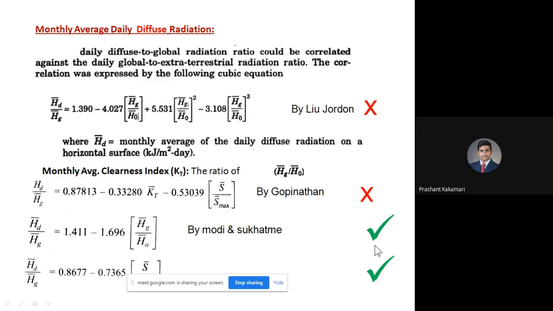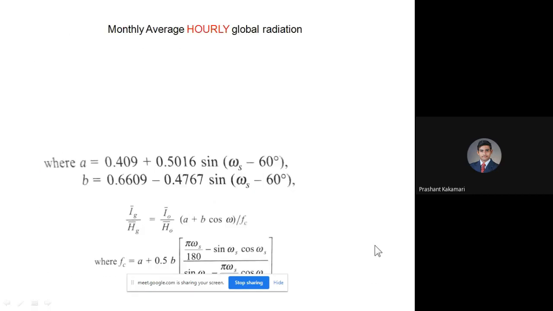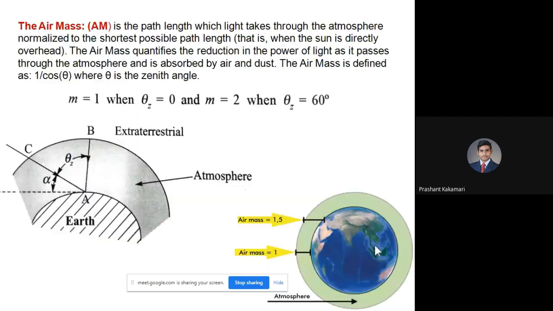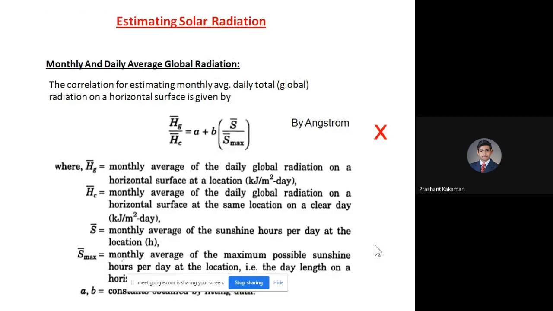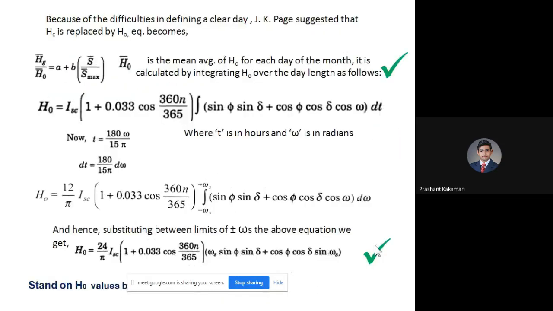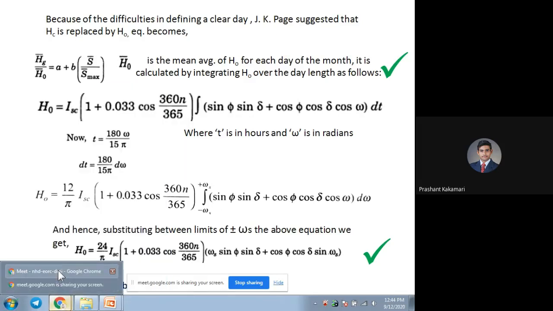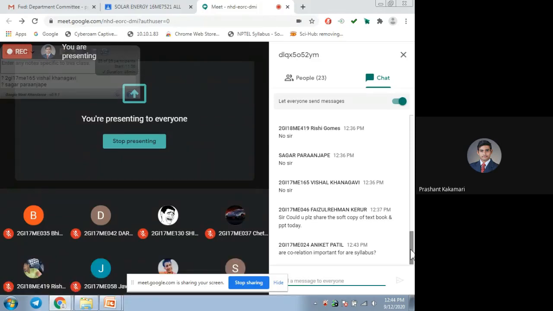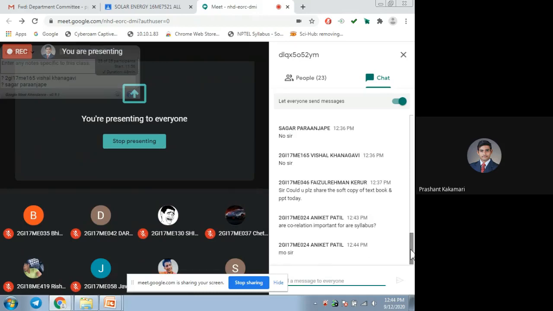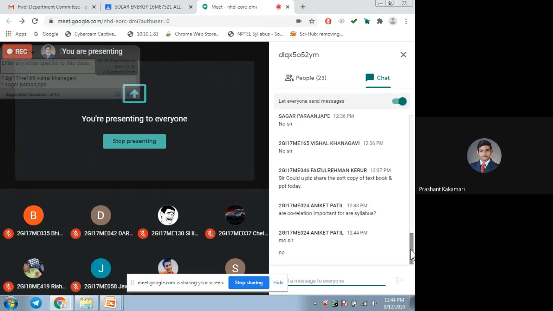So tick mark correlations you can refer to, note down and remember. I have made some changes in the PPT with tick marks and cross marks. Using these correlations will be very useful for all. Any other last points? In the syllabus, they have mentioned solar radiation measurement and numerical examples, so we need to study.